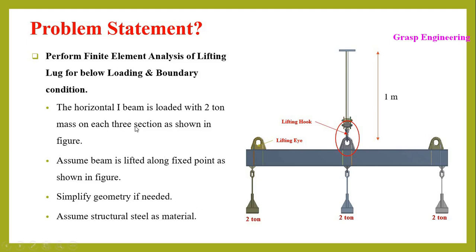The problem definition of this video is the same as the last video. Here the horizontal eye section beam is carrying 3 weights of 2 ton each, the first, second, and third. So the lifting eye is carrying a total of 6 ton of weight as well as its own weight. That will be captured with the help of point masses as well as by applying gravitational acceleration. So now we will go to ANSYS and discuss the remaining simulation part.